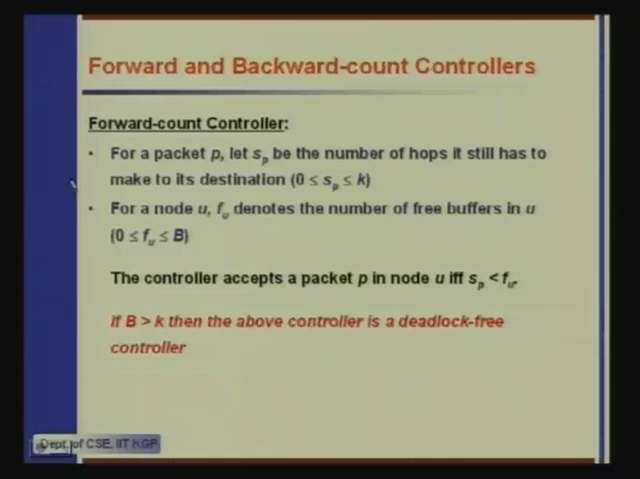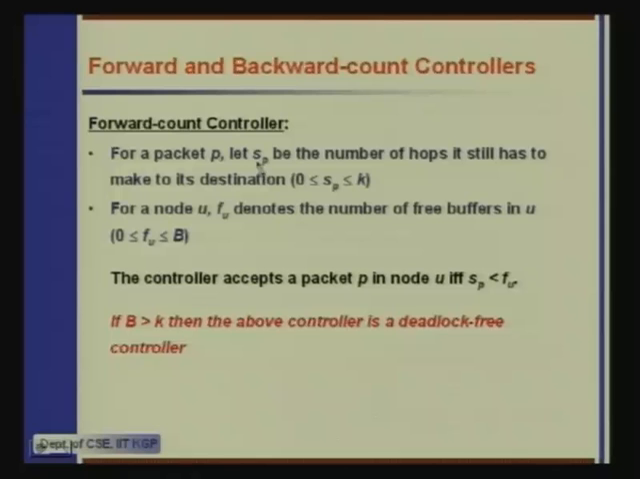Okay. So, for a packet P, let SP be the number of hops it still has to make to its destination. Okay. So, SP is the number of hops that the packet has to make to its destination, and of course 0 is less than or equal to SP less than or equal to K.